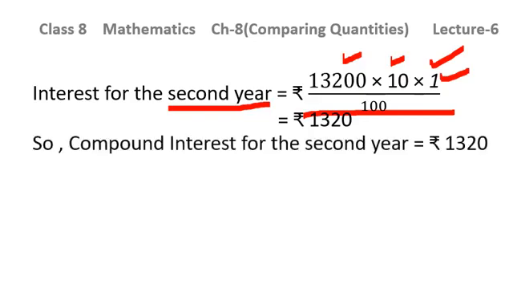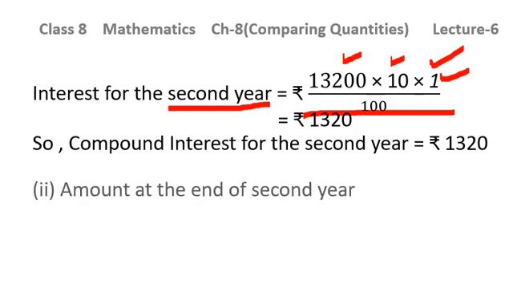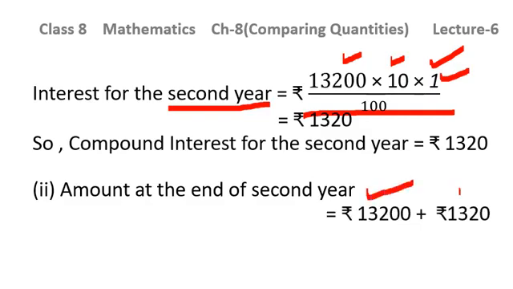Now what will be the compound interest? This is obviously the compound interest for the second year. Now the amount at the end of second year. How will you calculate the amount? Amount is given by the formula of principal plus interest. So the principal was 13,200. Interest we have calculated 1320. So this will be the amount at the end of second year.